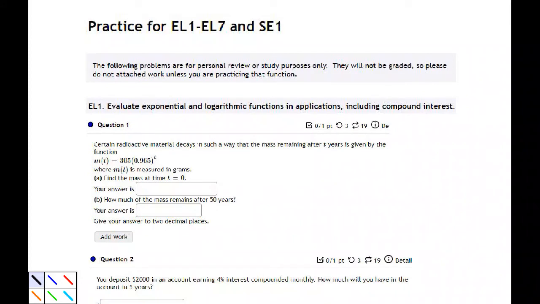And as always, I would suggest you do practice that function prior to the actual exam or objective check so that you are familiar with those technical aspects. So let's begin with our first objective, EL1. Evaluate exponential and logarithmic functions in applications including compound interest.